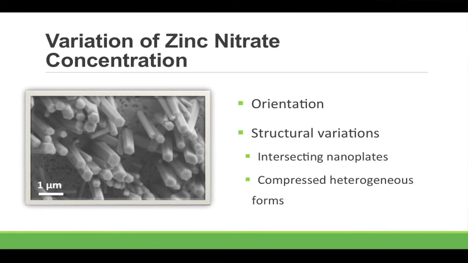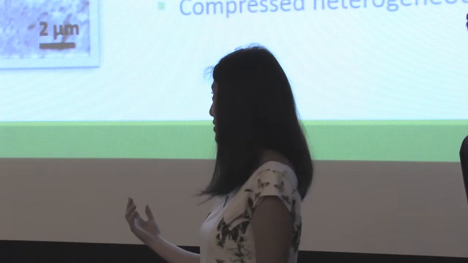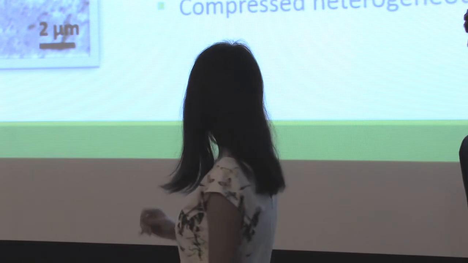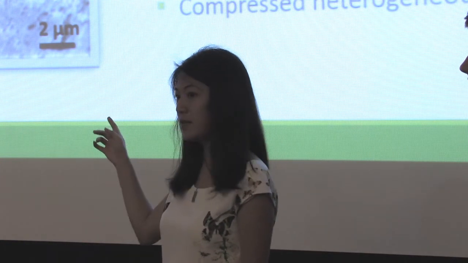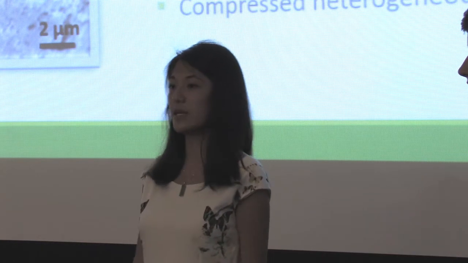We also observed several structural variations among the nanorods at different concentrations. At the lower concentration, we found intersecting nanoplates, which were visible in the first picture. And at this higher concentration, you can see that there are compressed heterogeneous forms above the nanorods, and we postulate that these were formed from nanoparticles.